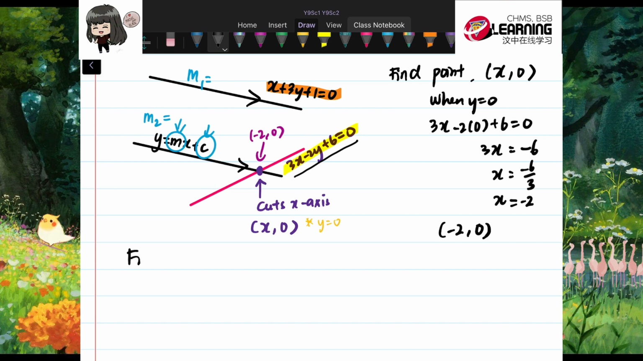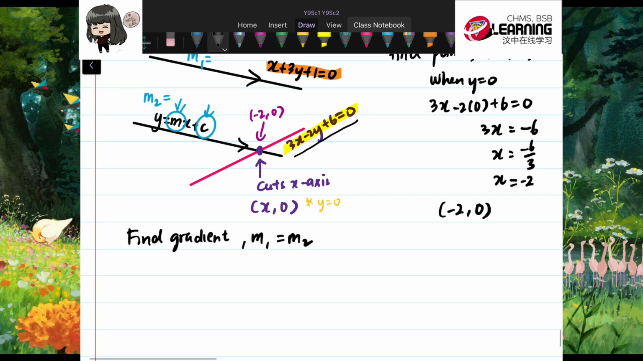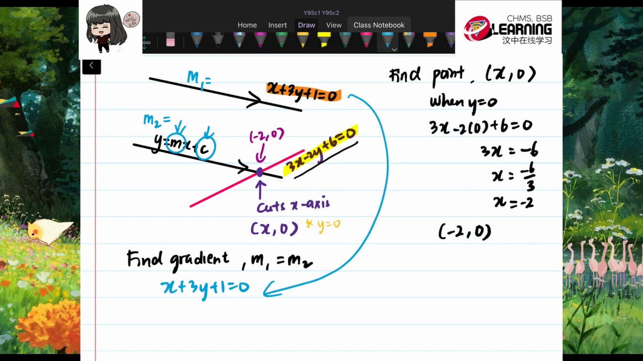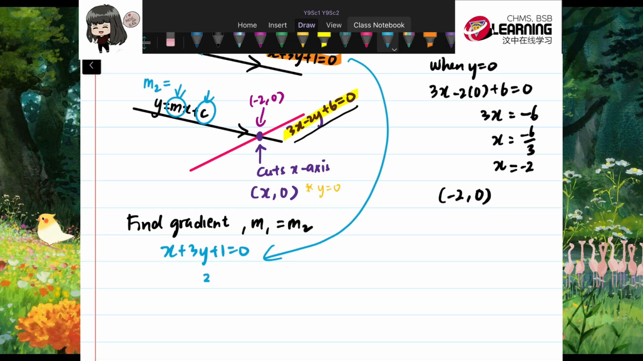So next we find our gradient, our m1, because it's equal to m2 by the way. To find our m1, we need to use this x plus 3y plus 1 equals to 0 from here, to find the gradient. So we make y as subject.